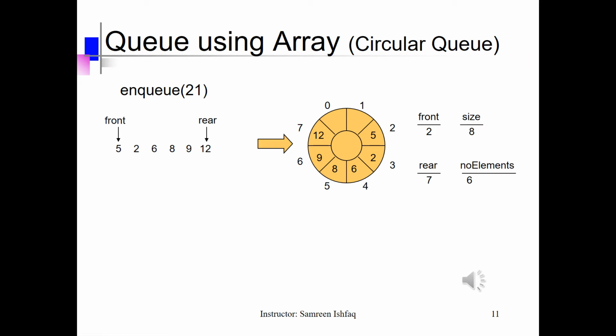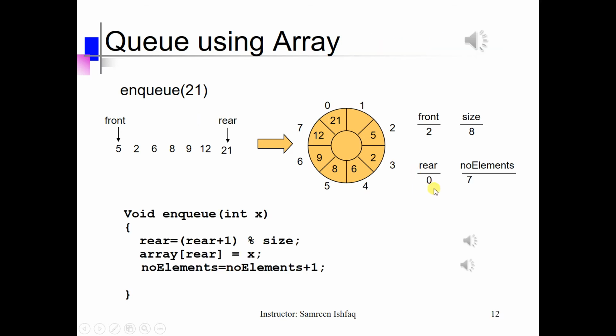The number of locations in this example are 8, starting from 0 to 7 index. The index numbers are written outside the circle, incremented in the clockwise direction. So where are we going to insert 21? We will insert after the index 7, that will be 0. If user wants to insert 21, 21 will be added after index 7, that is 0.